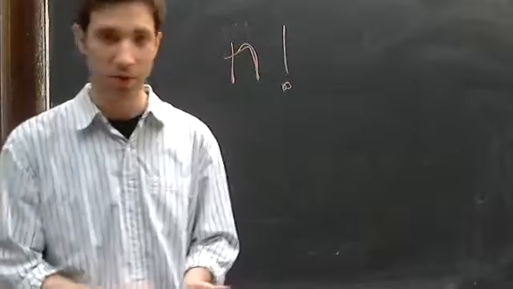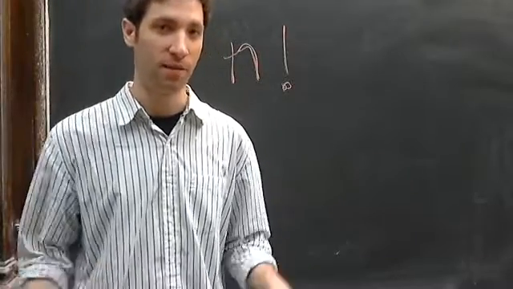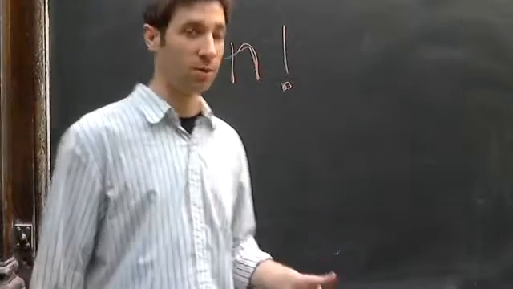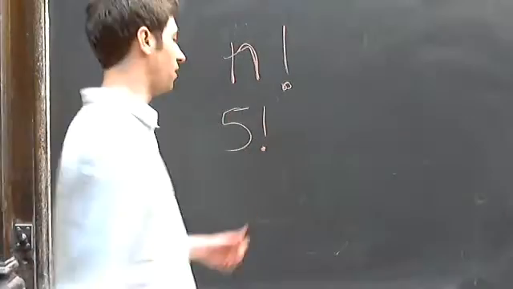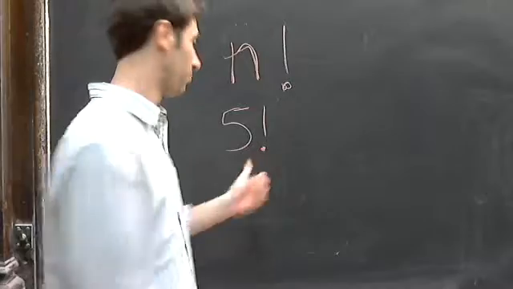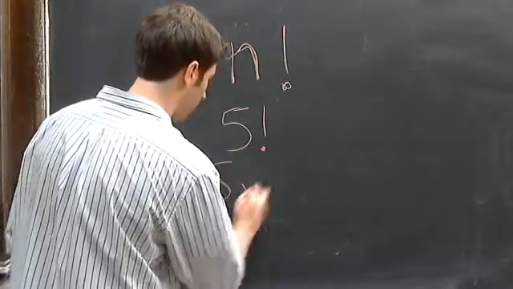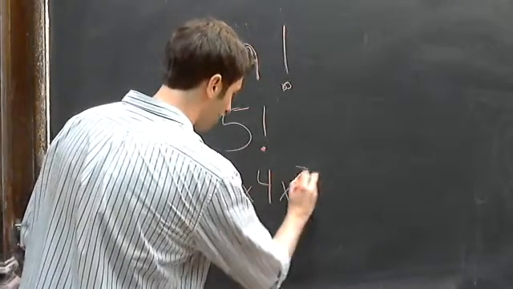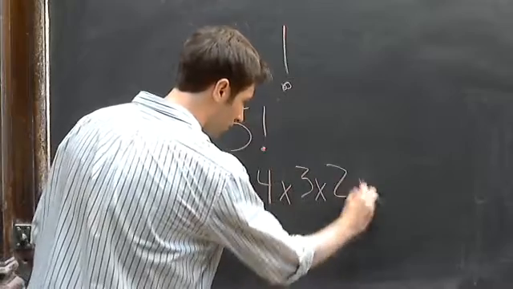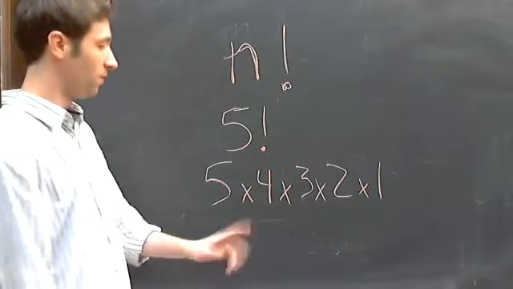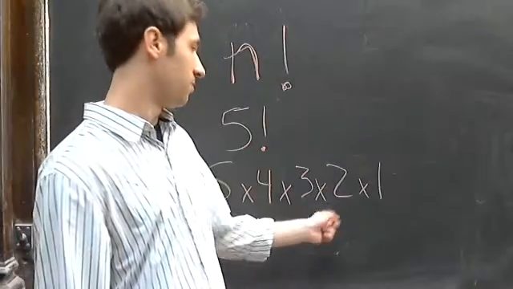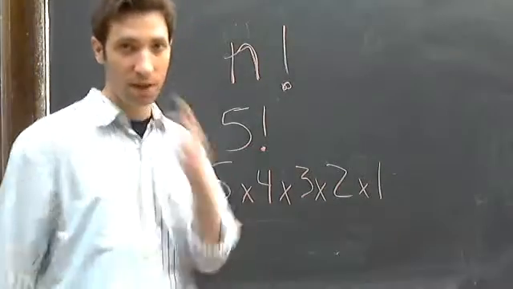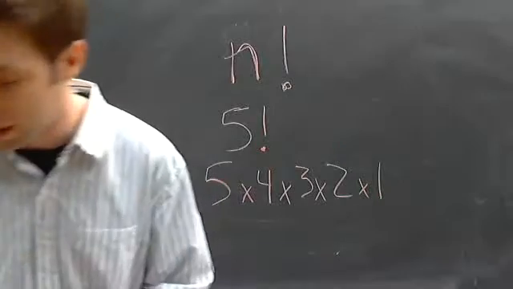So in this problem, we know that there's 5 people and 5 seats that they can sit in. So we have the factorial of 5, which is going to turn into 5 times 4 times 3 times 2 times 1. So 5 times 4 is 20, 20 times 3 is 60, 60 times 2 is 120. And they actually tell us that in the problem.